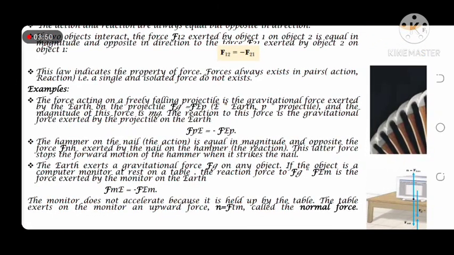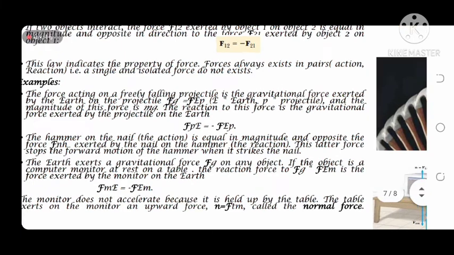The force of the hammer on the nail, the action, is equal in magnitude and opposite to the force FNH exerted by the nail on the hammer, the reaction. This latter force stops the forward motion of the hammer when it strikes the nail.